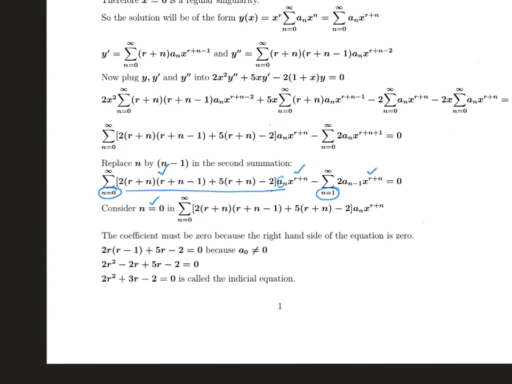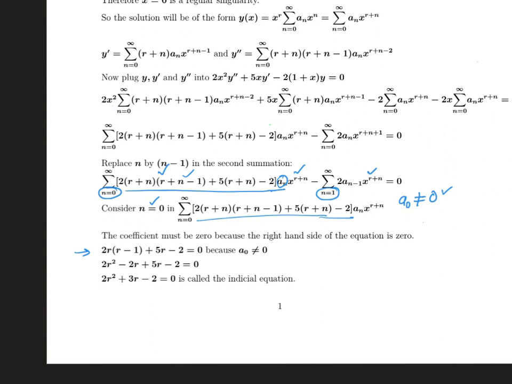Okay, notice we are going to get a term a sub 0, but by assumption a sub 0 is not equal to 0. So a sub 0 cannot be 0, so that means the term within the square bracket has to be 0. If I plug in 0 for n within the square bracket, this is what we get.